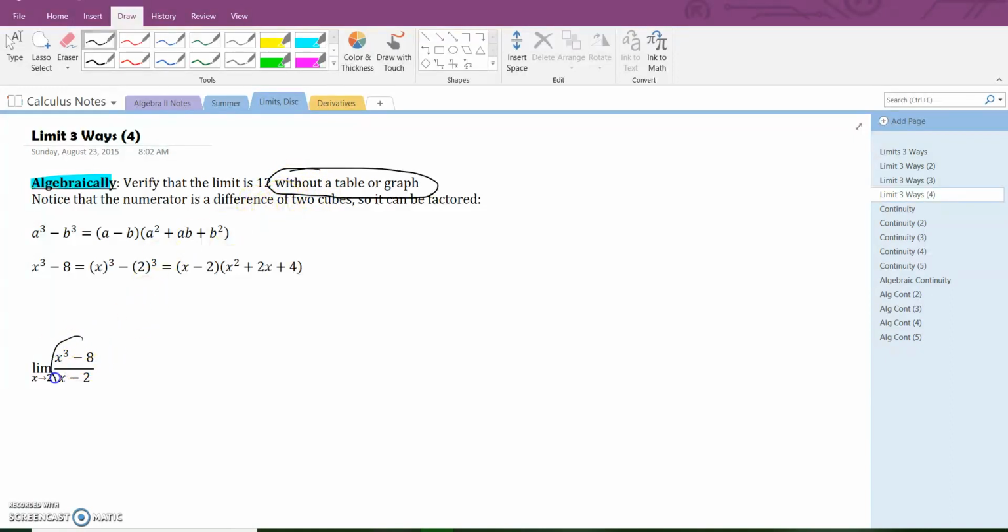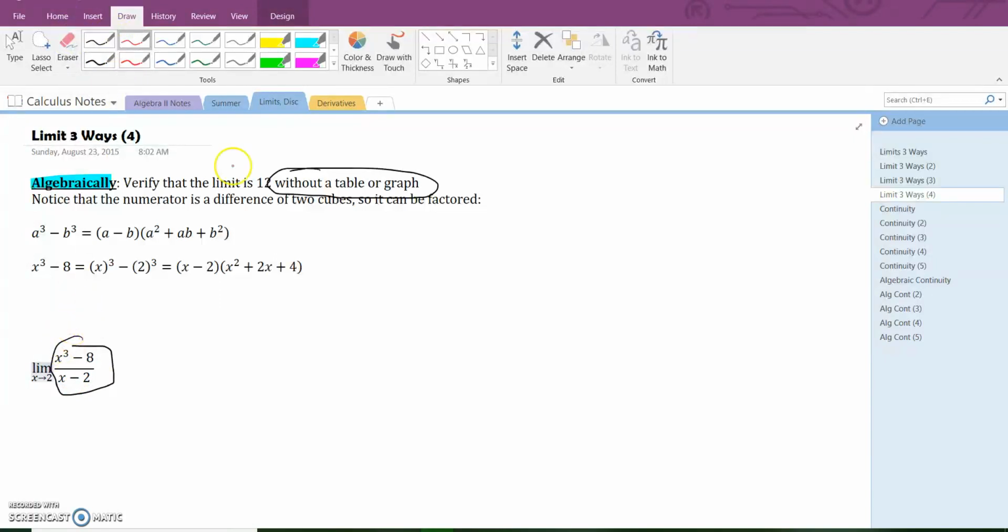So we're going to take this here and we're going to try to get around the fact that we got 0 over 0 at first. We're still going to do direct substitution, but we don't want to end up with 0 over 0 again, because when we first tried it, we got a 0 and a 0. So we're going to have to do some algebraic manipulation.